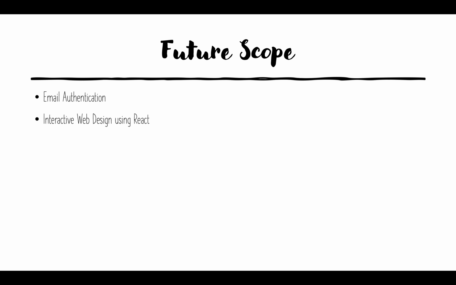And for the future scope, we can implement email authentication. When a user registers, we need to know if the user is trusted or not, and with email authentication we can achieve that. And we can develop this game using React, which will be more interactive. So these are the things we were planning to do as future scope.